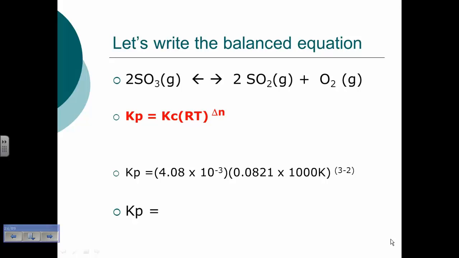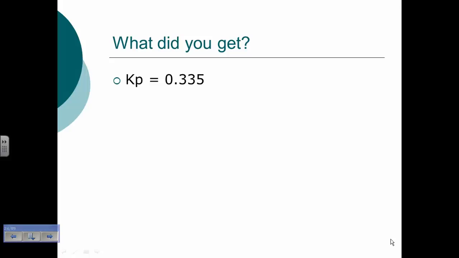Hit that. Pause the video, hit it, and see what you get. I'd like to know that I don't have a calculator mistake. See if you get the same answer. How about something close to 0.335? Kc converted to Kp.